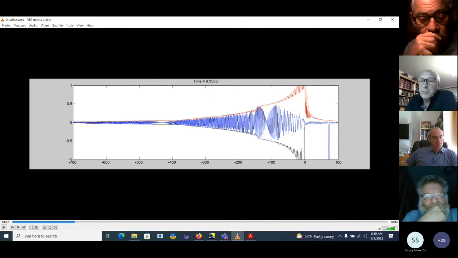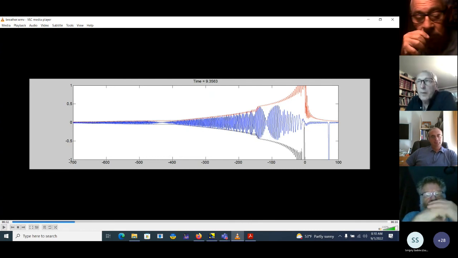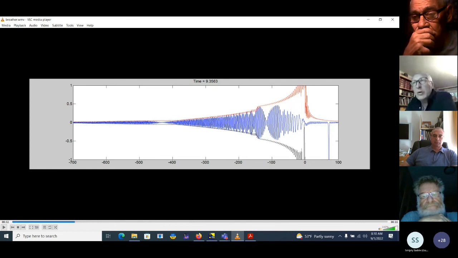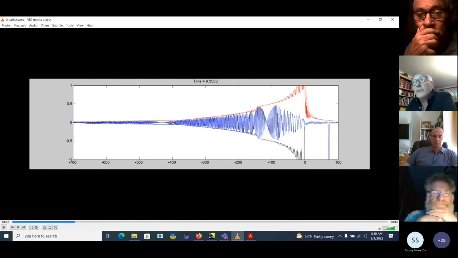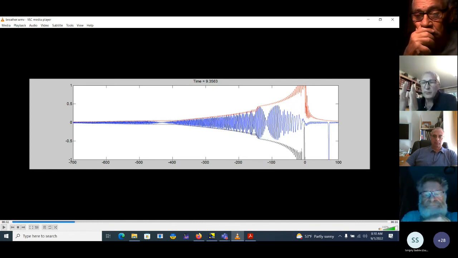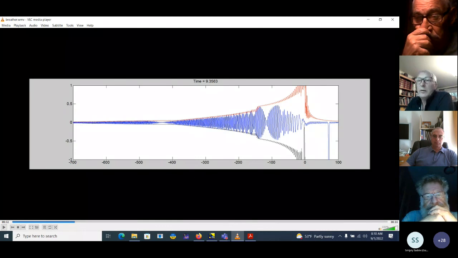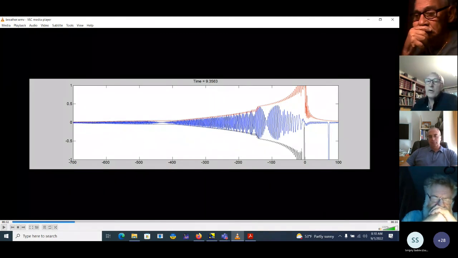Well, it is a possibility. You see, an embedded bound state is actually a very unstable thing to begin with. It's a result of a very subtle interference of different oscillations. So it is very unstable.